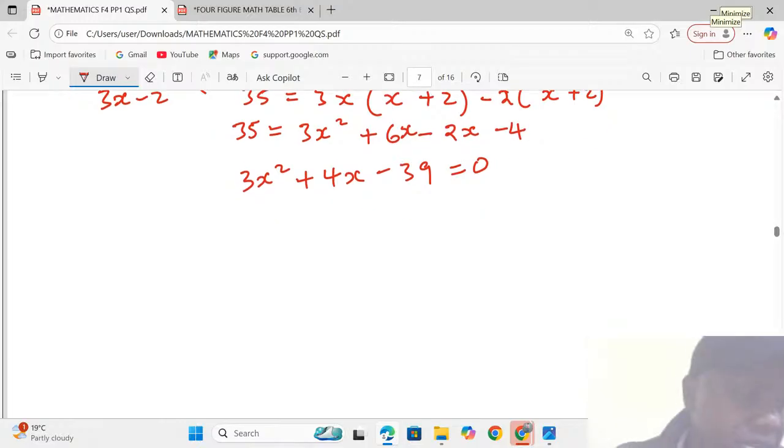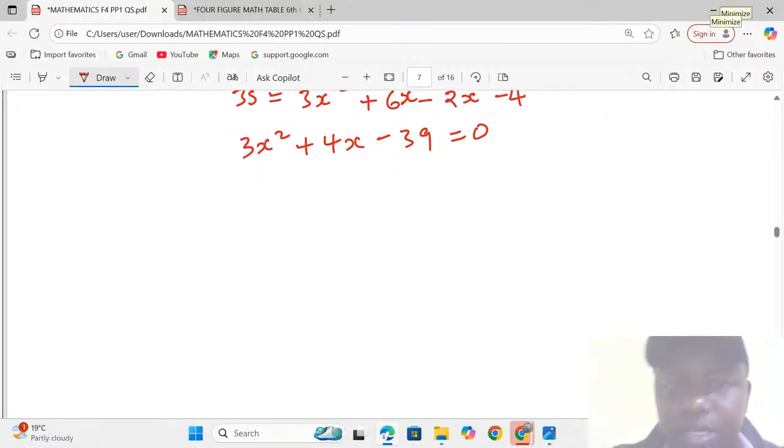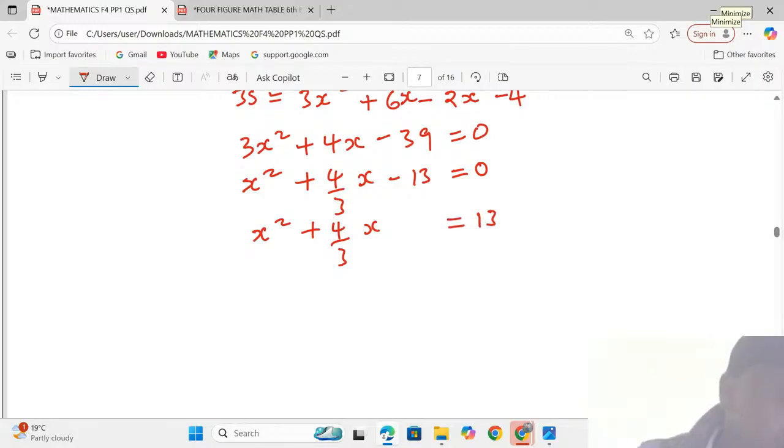So let's use the completing square method, whereby we have to ensure that this becomes x squared plus 4 over 3x minus, is it 13, equals to 0. So we take 13 to the right hand side: x squared plus 4 over 3x equals to 13. 13 becomes positive on the right hand side.